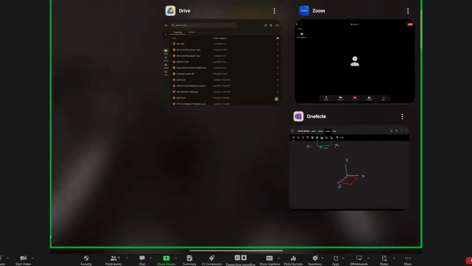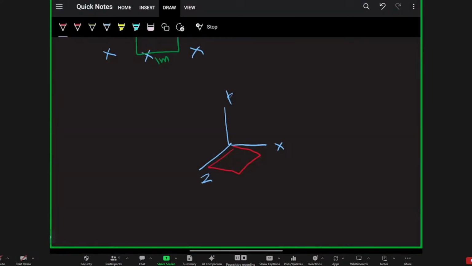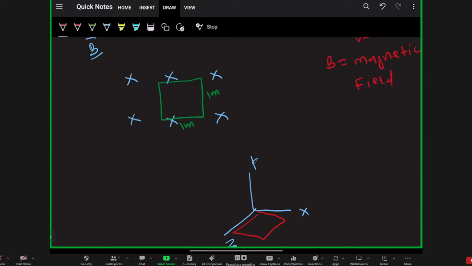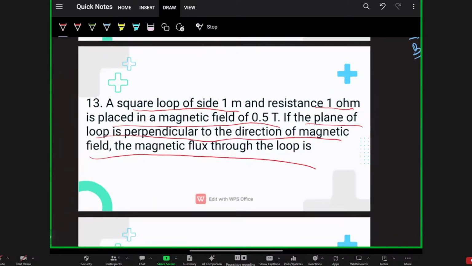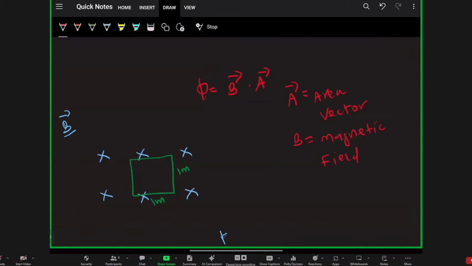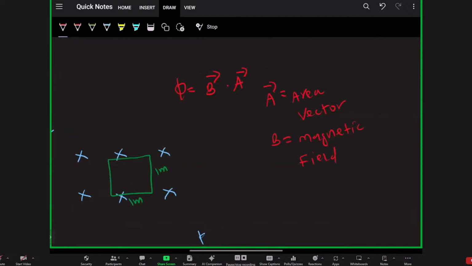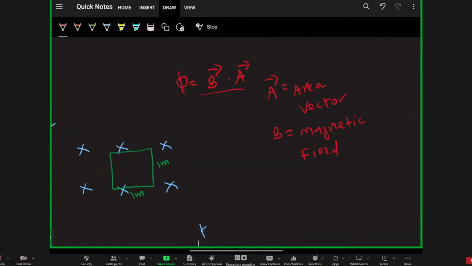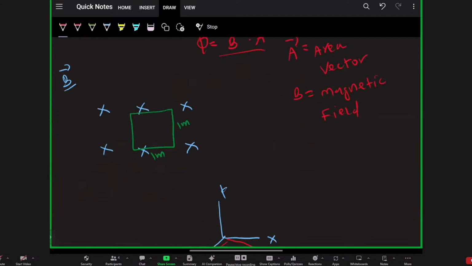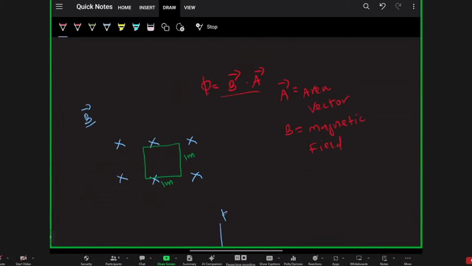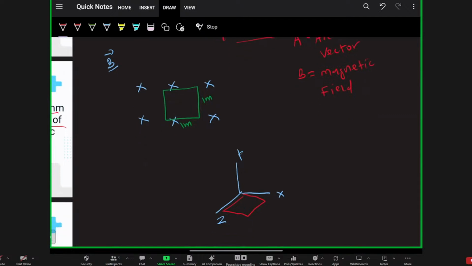Okay, excuse me. Sorry for that. Okay. So see, the formula for magnetic flux phi is B dot A. Correct. B dot A, and A is the area vector and B is the magnetic field. The concept of area vector, you should be clear with that. Okay, how can we find the area vector?